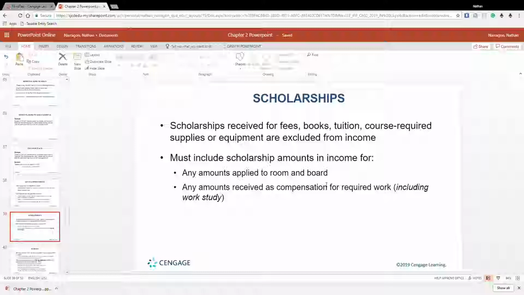So as proper accountants, we look at scholarships and we have to ask, was this for supplies, books, tuition, and so forth, or was this for room and board? This also means dorm rooms. That's room and board. So if the scholarship applied to any of that, it is considered taxable income to that student. And if you work for the scholarship, you had to do a work study, that's also required.